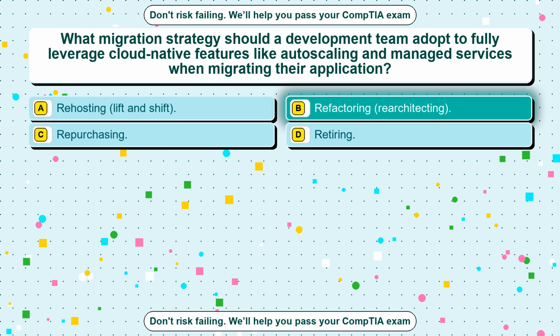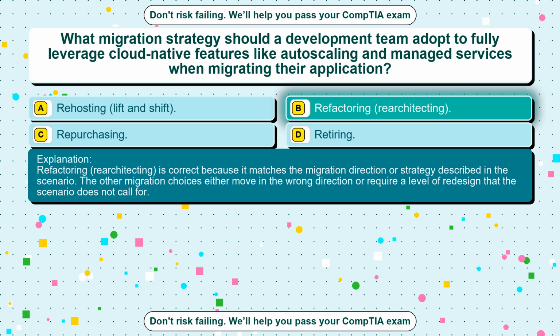Refactoring, re-architecting. Refactoring, re-architecting, is correct because it matches the migration direction or strategy described in the scenario. The other migration choices either move in the wrong direction or require a level of redesign that the scenario does not call for.